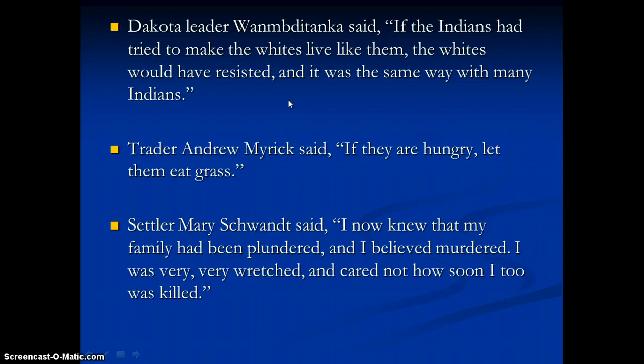The next bullet, settler Mary Schwant said, I now knew that my family had been plundered, and I believe murdered. I was very, very wretched, and cared not how soon I too was killed. She was not at her family's home. She was working at another settler's house, and while she was away, her family was attacked, and they were murdered. And she was attacked with a couple of other girls and some men, and the men were killed in their wagon, and she was kept as captive.